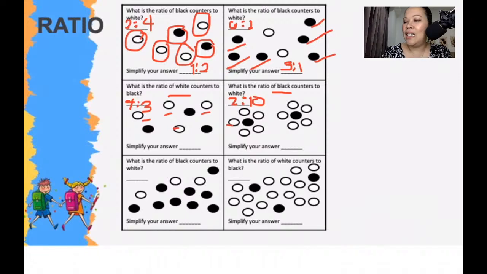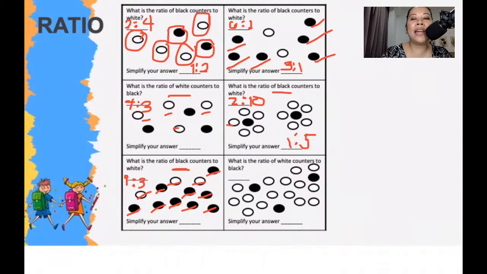If you are asked what is the ratio of black counters to white, we count 1, 2, 3, 4, 5, 6, 7, 8, 9. So there are 9 black counters and there are 1, 2, 3 whites. So 9 is to 3. Again, I would like you to give me the simplified form. Yes, that is right, Mrs. Weasley. Yes, that is right, Dino Connie. 1 is to 5. Well done.